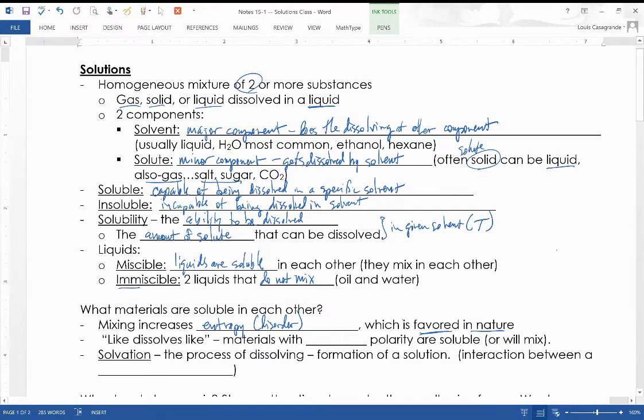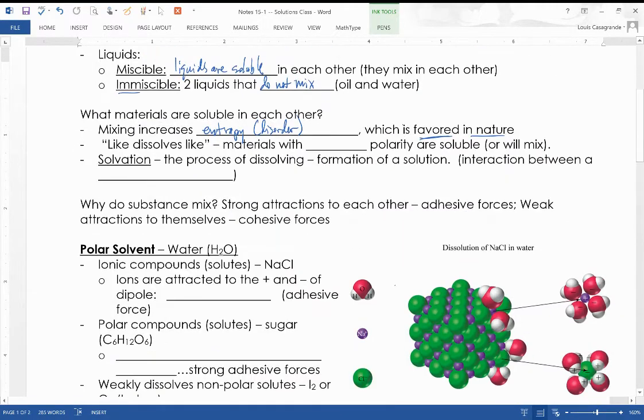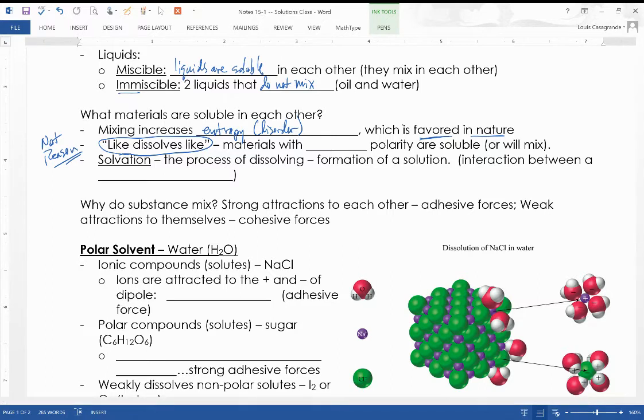So like dissolves like. Now this is a mnemonic. This is a way of remembering it. This is not a reason. Please don't use this as a reason. If I ask you why something is soluble, don't tell me like dissolves like. If I ask you how you know something is soluble in each other, then you can use like dissolves like. And that was that hypothesis we came up with, that materials with similar polarity are soluble, or they will mix.